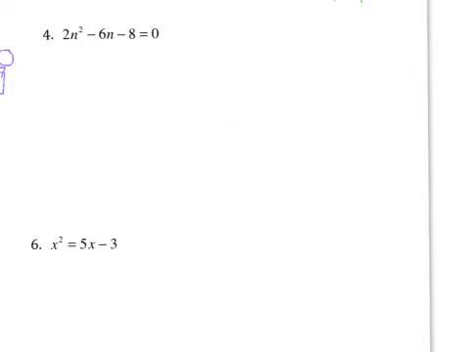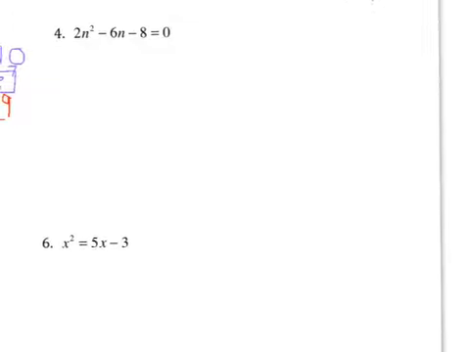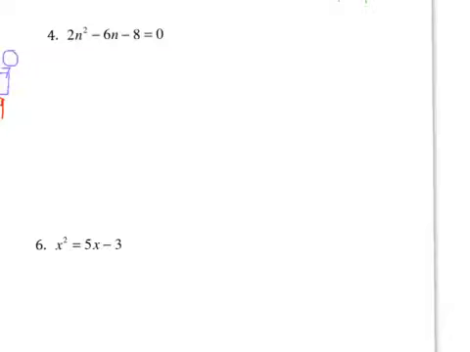For number 4, we want to do the same thing, except notice that there is a 2 in front of the n squared. So what we need to do is get rid of that 2. So we're going to divide everybody by 2. First thing. That gives us n squared minus 3n minus 4 equals 0. Now we're ready to complete the square.